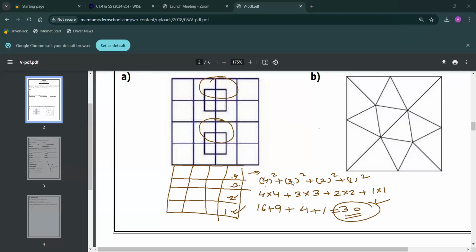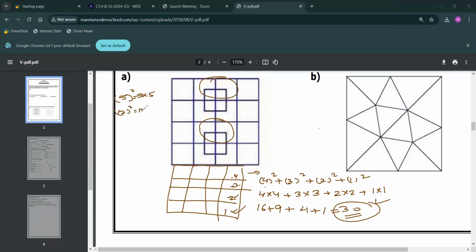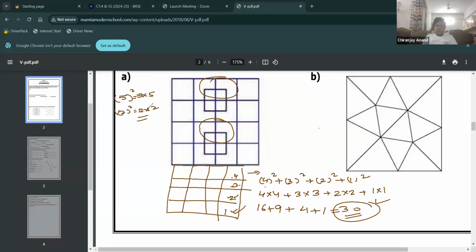Written, beta? Yes, ma'am. All have written this? Yes, ma'am. See, what do you mean by square? Square of 5 means 5 multiplied by 5. Square of 12 means 12 multiplied by 12. Okay.